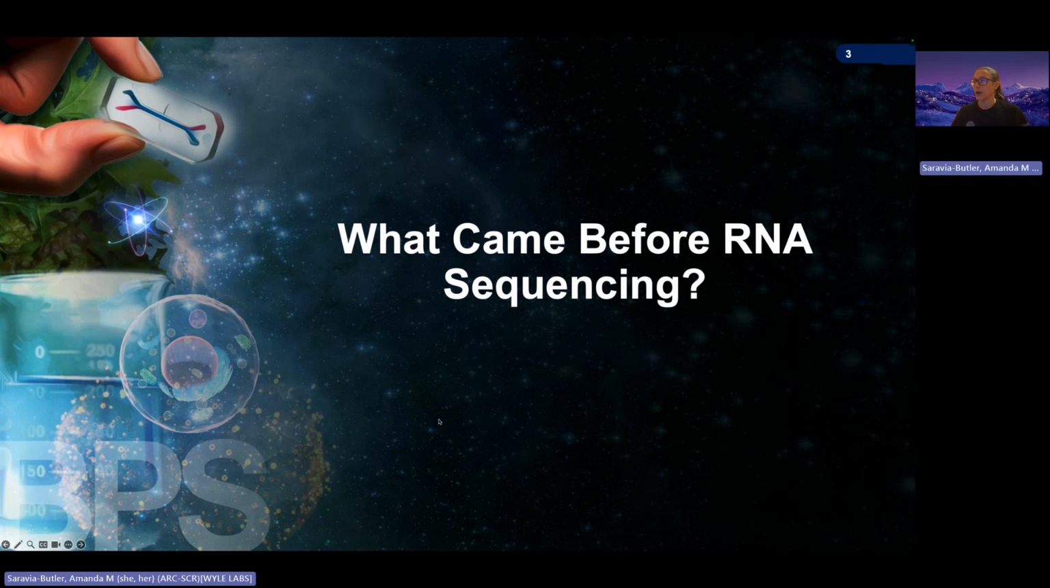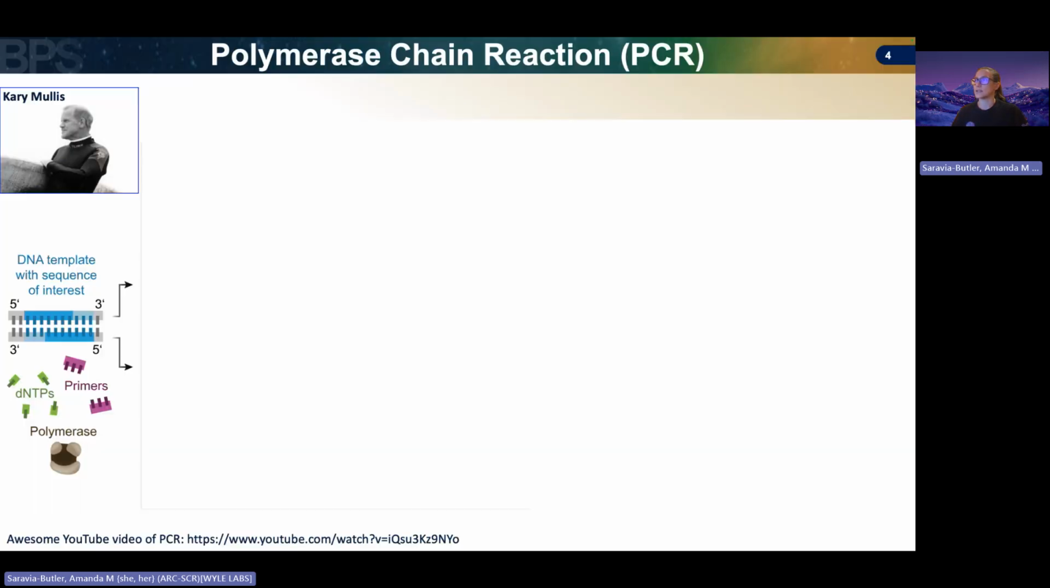So starting here with part 1, what came before RNA sequencing? Polymerase chain reaction, or PCR, is one of the first ways that we were able to duplicate select pieces of DNA. This was an invention or discovery by Kary Mullis, depicted here, who went on to win the Nobel Prize for this work.